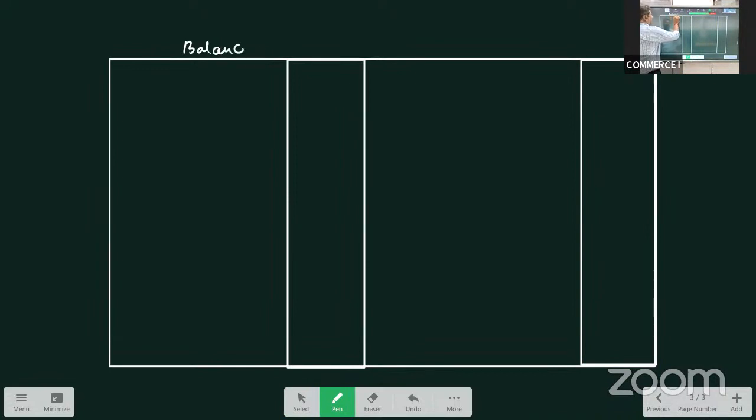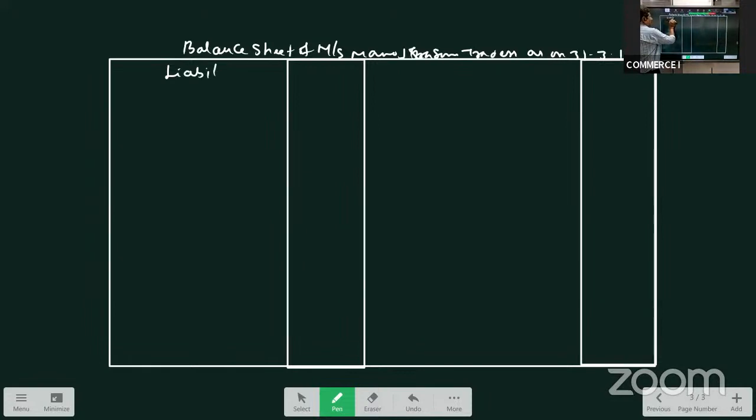Balance sheet of Messrs. Manoj and Sons Trader as on 31st March 18. What is the left hand side called? It is called the liability side. It is amount. The right hand side is called assets. Again, this is amount.